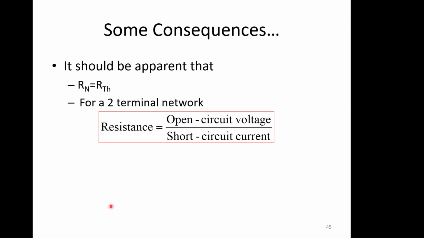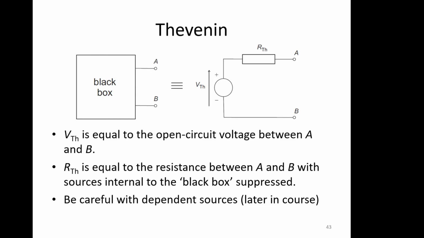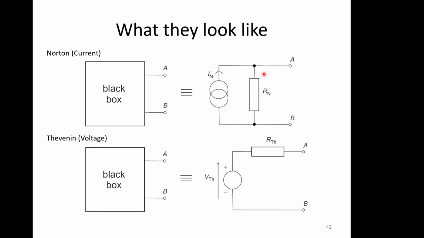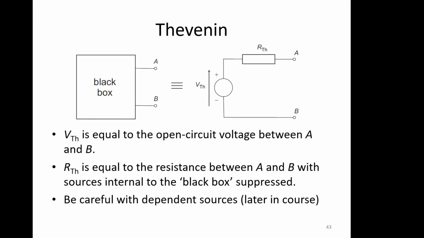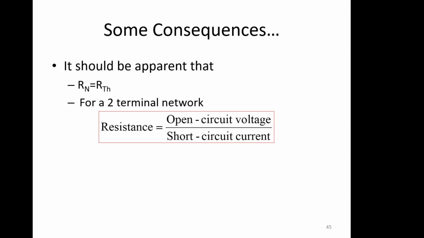So, some consequences of this. It should be apparent that R N equals R Thevenin. If we're not sure what R N and R Thevenin are, this resistor and this resistor are actually the same values. I'll leave that for an exercise for you to show, if you are concerned about it. And for a two-terminal network, the resistance that you get is the open circuit voltage over the short circuit current, just applying Ohm's law to it.